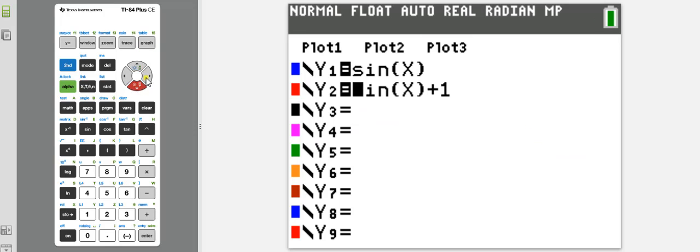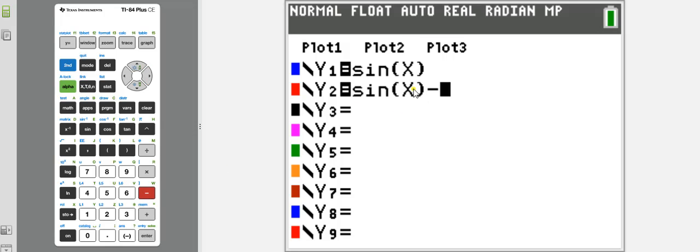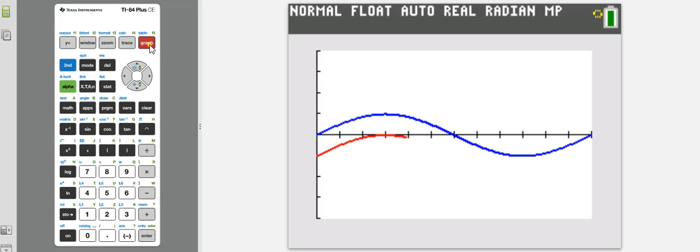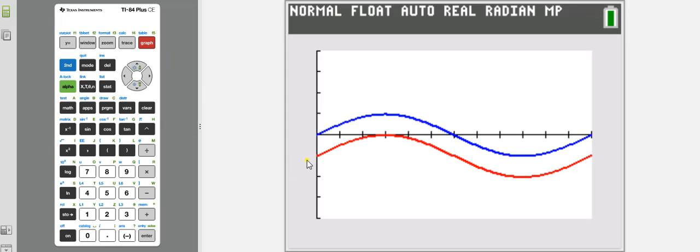Now, what about sine of x minus 1? Let's see what happens to this compared to sine of x. So when D is negative 1, everything moves down 1 compared to sine of x. So D causes vertical shift.